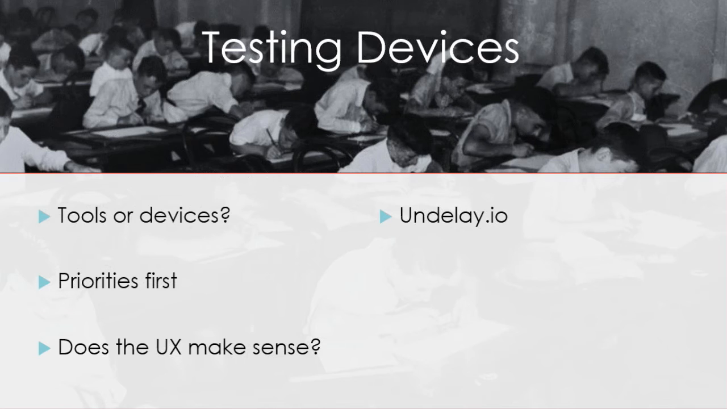Test one thing at a time. If you test an image and a new CTA, and you get a decrease in conversions, how do you know which one hindered that? You don't. So one change at a time.